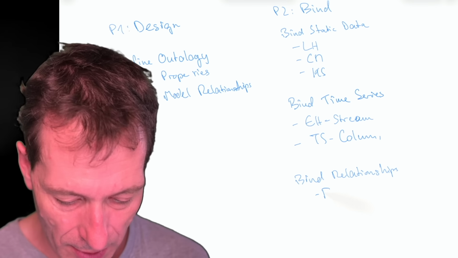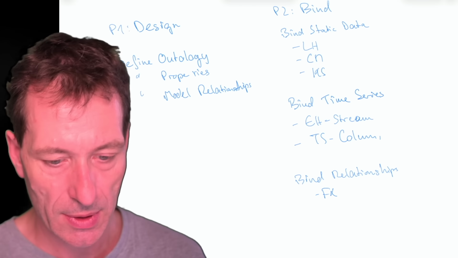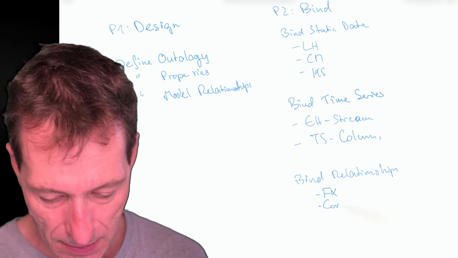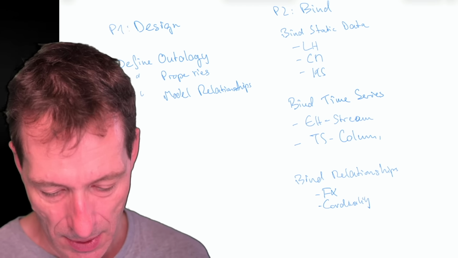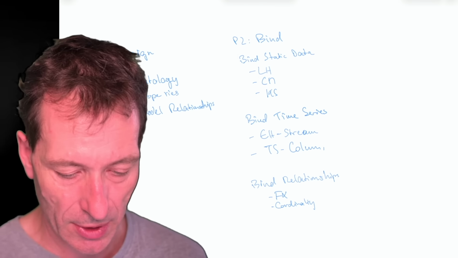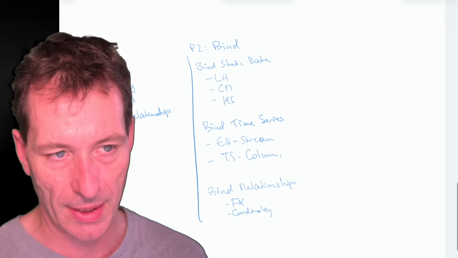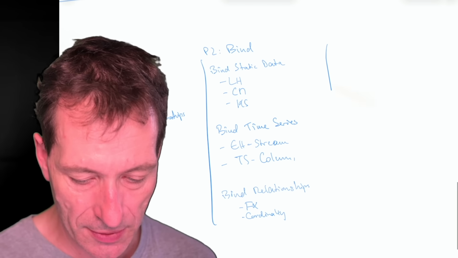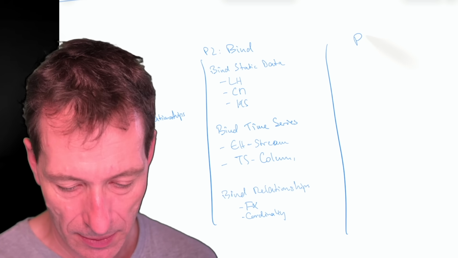Relationships means foreign keys, like cardinality. Everything of that is bind relationships. So this is phase two, bind. Phase three is generate.